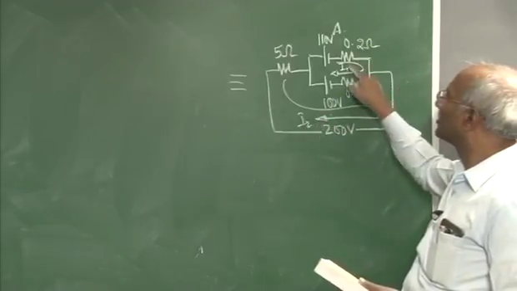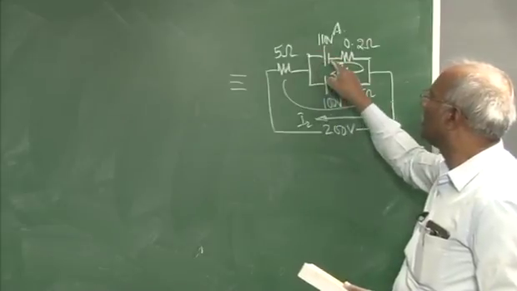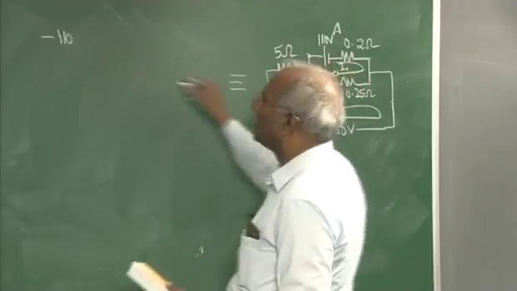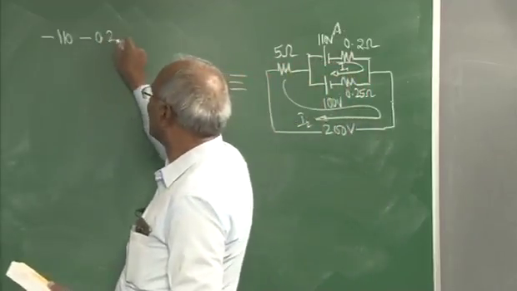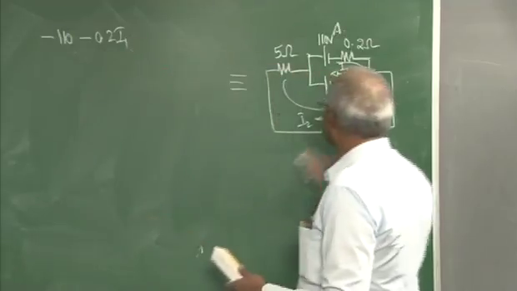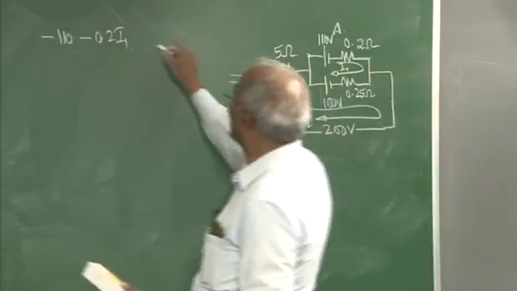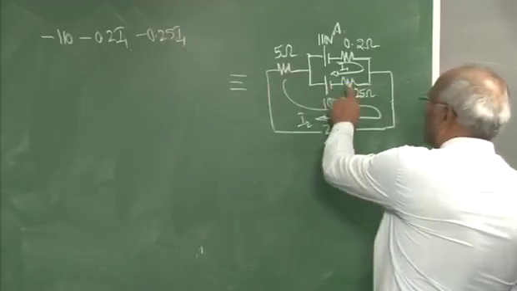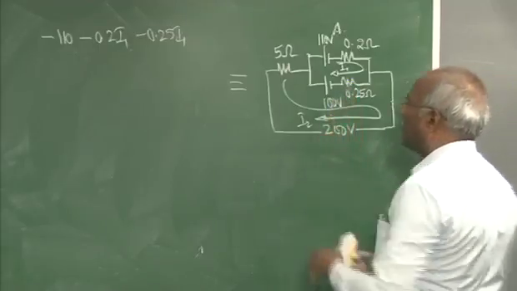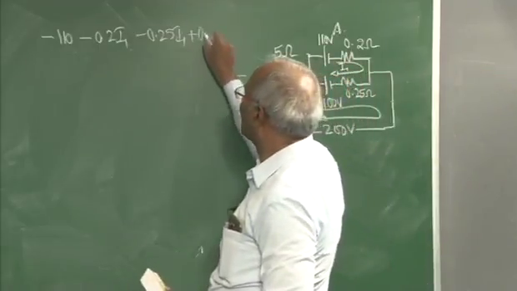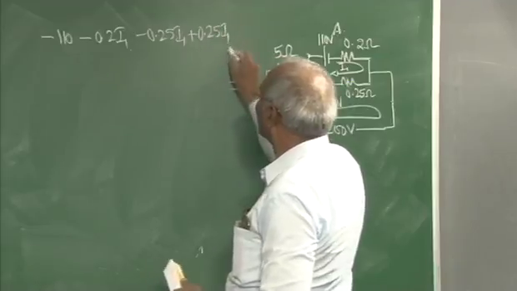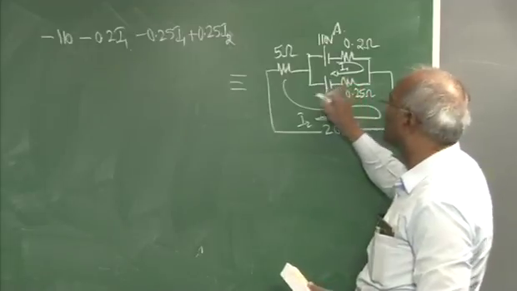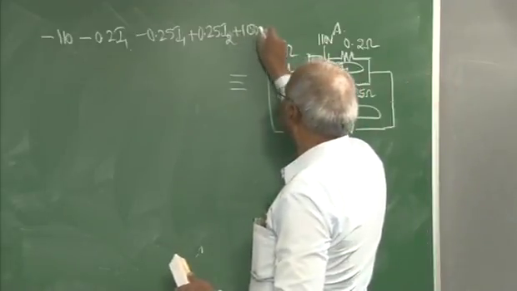As far as this loop is concerned, if I start from here, plus to minus, that's nothing but minus 110. As I go in the direction of the current, it will be 0.2 I1. As I go this way, it is minus 0.25 I1. In this resistance, we have one more current flowing, that's nothing but I2. Since we are moving in the opposite direction, it's obviously plus 0.25 I2. And then when it comes to this, minus to plus is nothing but plus 100, which will give you 0.